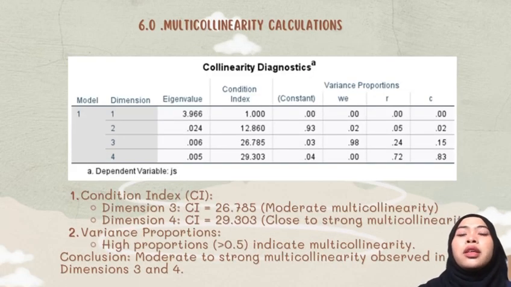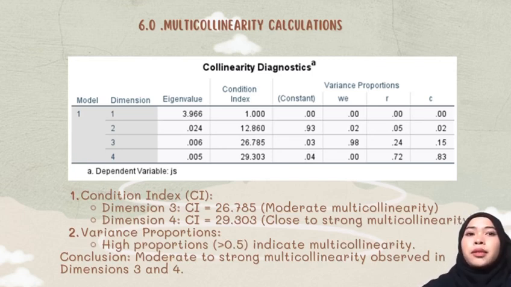Next is collinearity diagnostics. For the condition index, dimension 3 we got a CI of 26.785. It's a moderate multicollinearity. For dimension 4, the condition index is 29.303, close to strong multicollinearity. For the variance proportions, a high proportion greater than 0.5 indicates multicollinearity. So the conclusion is moderate to strong multicollinearity observed in dimensions 3 and 4.